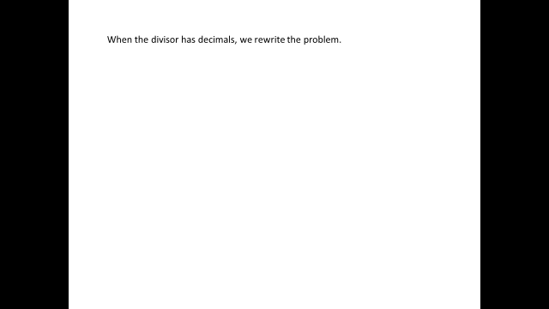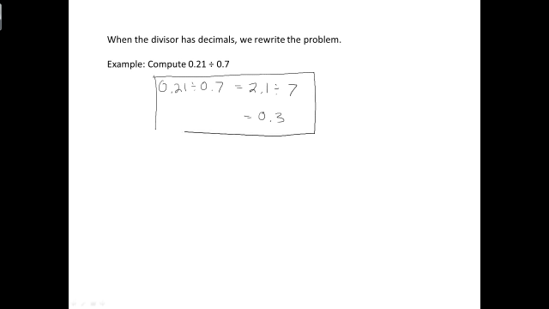When the divisor has decimals, we rewrite the problem. Example, compute 0.21 divided by 0.7. We want to divide by an integer. So what we want to do is move this decimal 1 place to the right, and then move this decimal 1 place to the right. 2.1 divided by 7, which is equal to 0.3. Of course, these extra markings don't belong in the final answer. And so there's our answer.